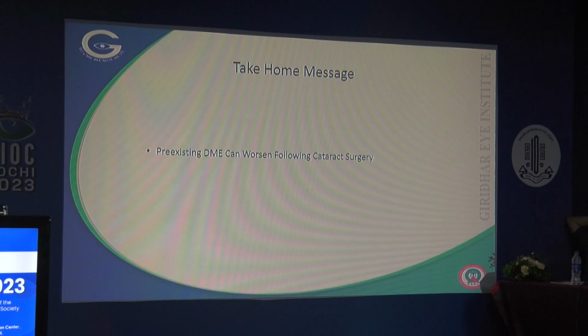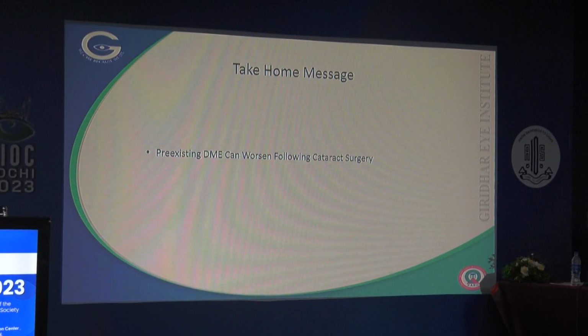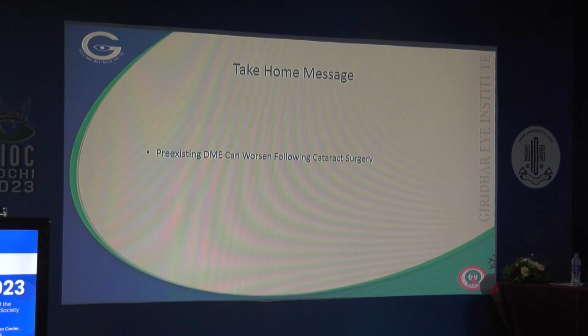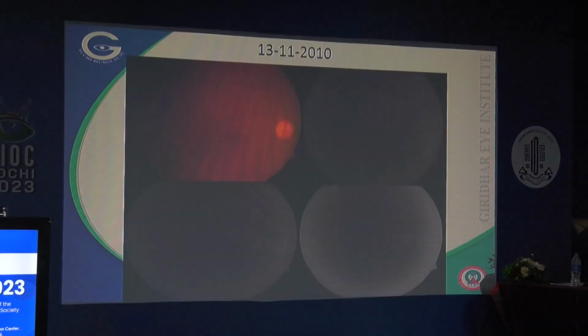So the take-home message is pre-existing DME can worsen following cataract surgery. Although you might have treated this DME prior to the cataract surgery, there's a possibility of worsening, and therefore you need to keep this in mind when you handle these patients.